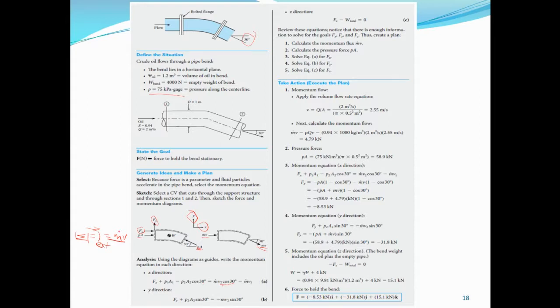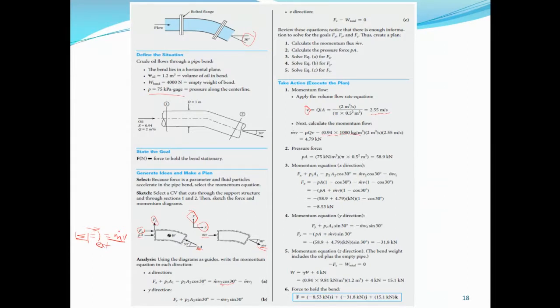How do we proceed? We can find the velocity of flow because we have the discharge. The discharge is 2 meter cube per second, and we can find the area. So we can use Q equal AV to find the velocity of flow, which is 2.55 meter per second. Next we calculate the momentum flow, which is the mass flow rate times velocity. Don't forget m dot is rho Q, and then you have V. Then here we can just substitute.